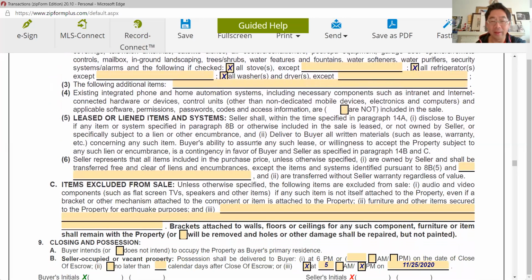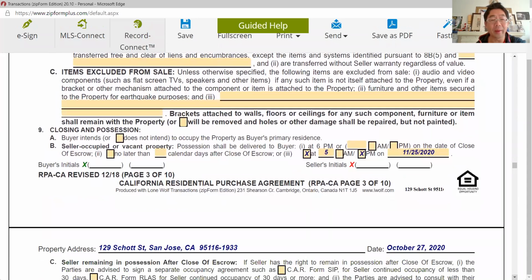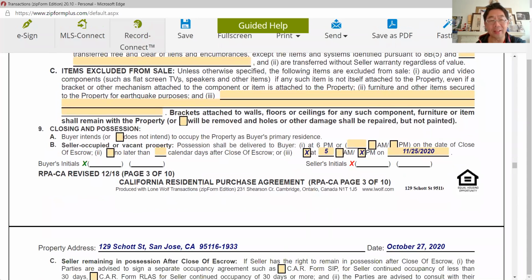Yeah, I heard that too. I heard they kind of rent those things, yes. Yeah. So lease. Now we don't have any lease, so we don't have to worry about this. Items excluded from sale. Now they don't have anything, so we don't have to worry about that.